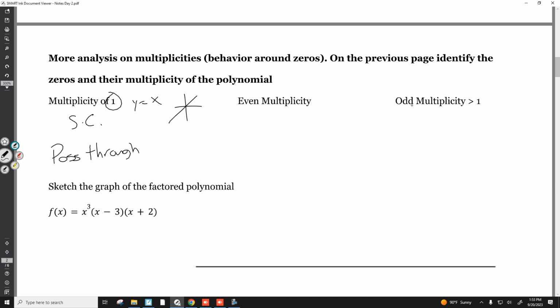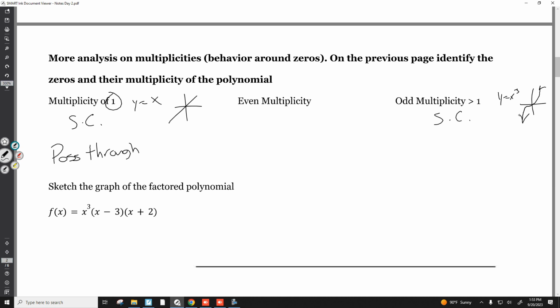More odd multiplicities also change signs, like a multiplicity of 3 will have a sign change, a multiplicity of 5 will have a sign change. We knew this from last class, but now, just like y equals x cubed, we understand that when we change signs, we kind of slow down.